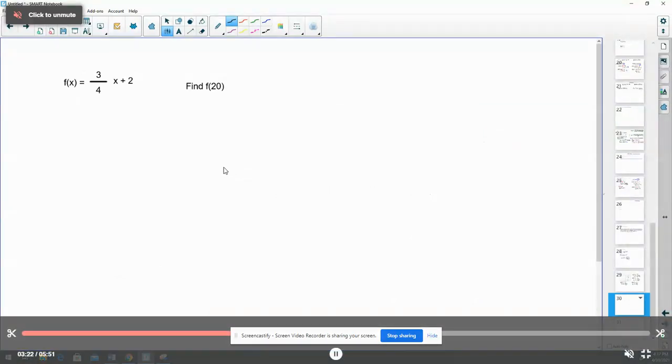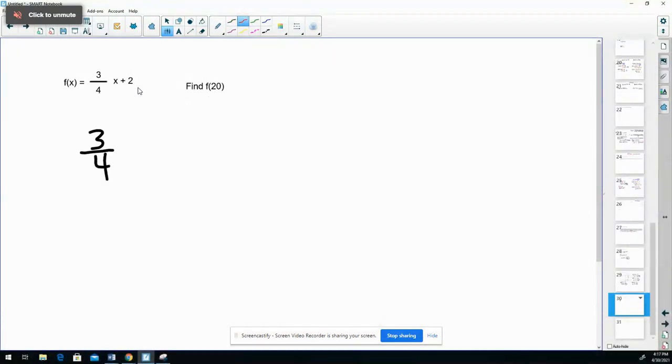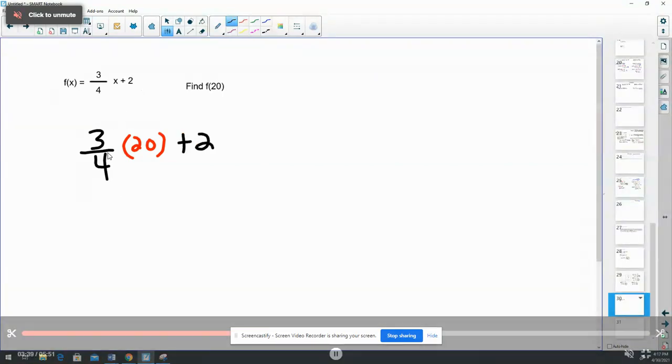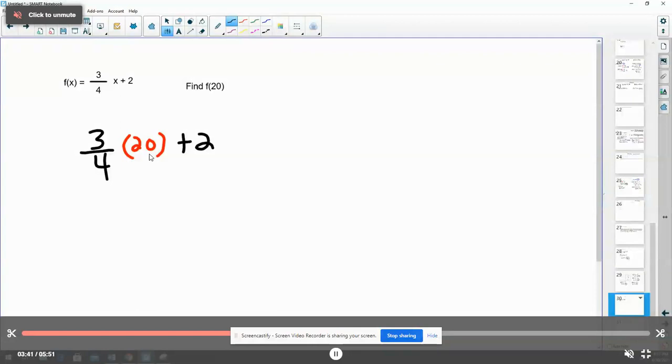Okay, and now for everyone's favorite thing, fractions. So it's going to work the same way. We're going to plug in 20. So we have 3 over 4, and then times (20) plus 2. Remember, I can really stick 20 over 1, and we're going to multiply here by 3/4. So we'll do 20 times 3 is 60, over 4 times 1 is 4, plus 2.